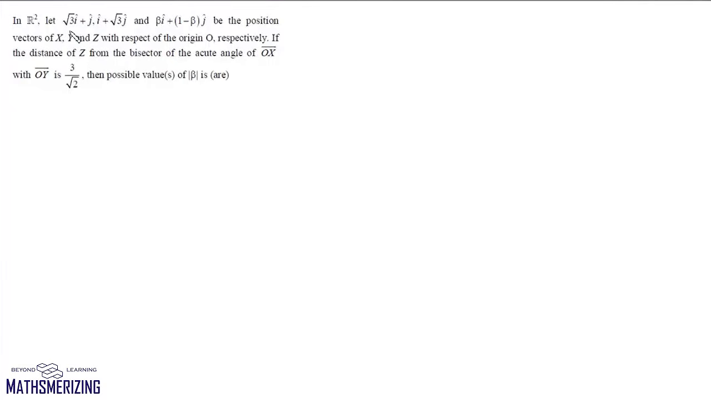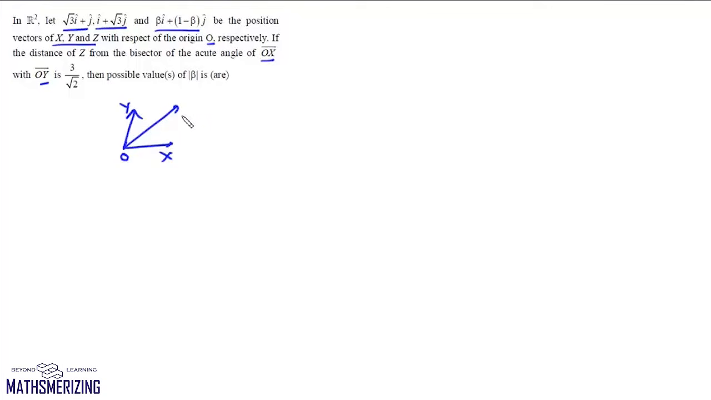Now here the question is, let root 3 i plus j, i plus root 3 j and beta i plus 1 minus beta j be the position vectors of x, y and z with respect to origin O. If the distance of z from the bisector of the acute angle of OX and OY is 3 by root 2, then the possible values of mod beta are. Now we know that the acute angle bisector of OX and OY will be given by OX cap plus OY cap.